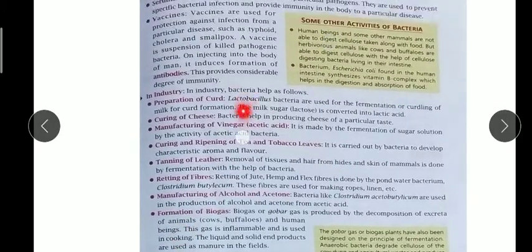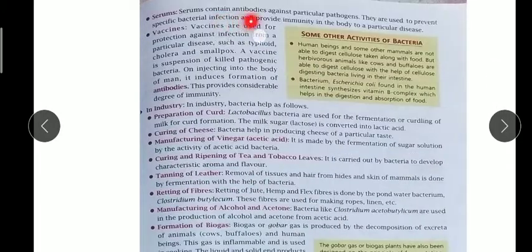Serum is the part of our blood; one blood part is called serum. Serum contains antibodies against these pathogens only. So this serum is also very important to prevent bacterial infection, and it gives immunity to our body, so our body can fight against these pathogens.